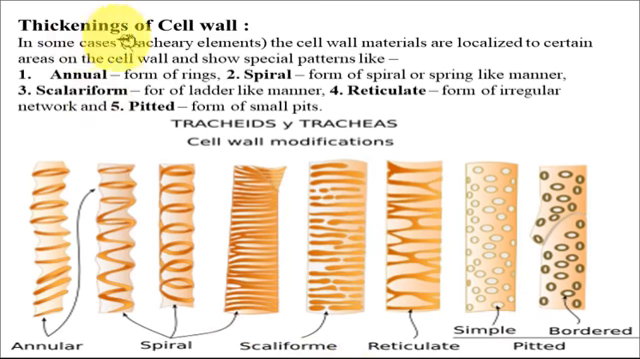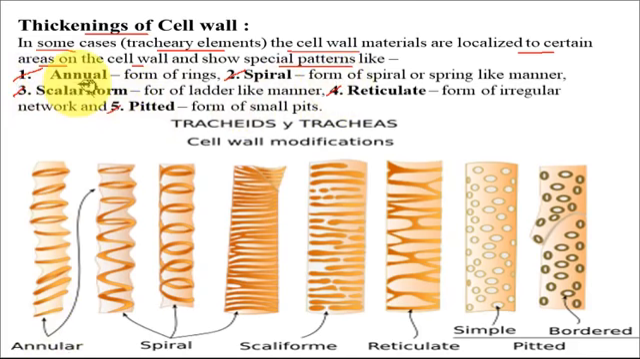Generally the cell wall materials are distributed evenly, but in some cases thickening of the cell wall occurs. In some cases, in the tracheary elements, the cell wall materials are localized at certain areas on the cell wall and show special patterns, as you can see in this picture. You can find five different types of cell wall thickenings: annular, spiral, scalariform, reticulate, and pitted.